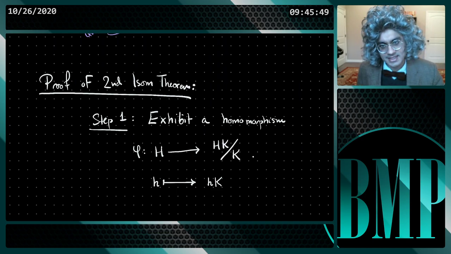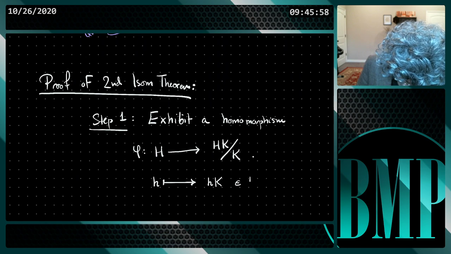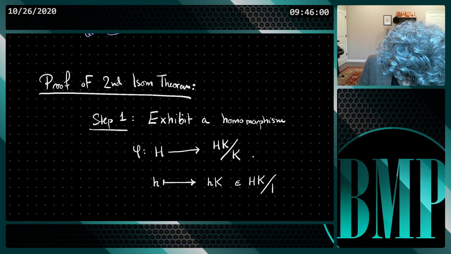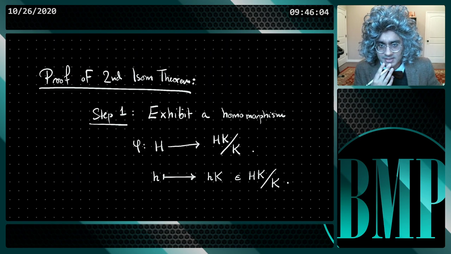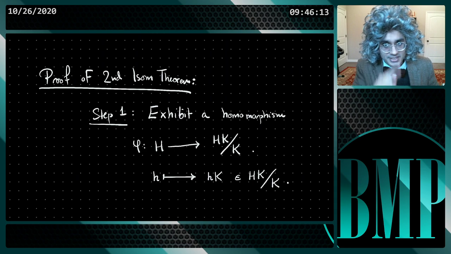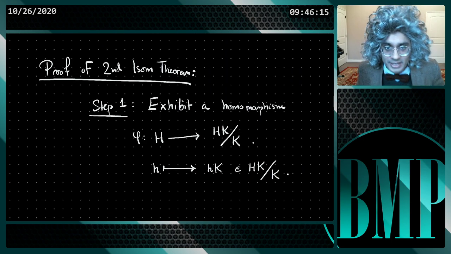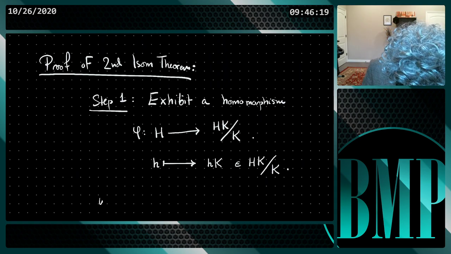Notice this is H times all the elements in the normal subgroup. That's a coset. This is an element. Please notice that. It's kind of obvious. It's a coset of K inside of HK. Little h is in capital H. Great. So this is an element. And that's the homomorphism. Why is it a homomorphism?